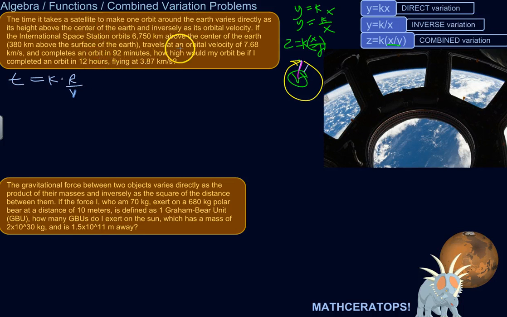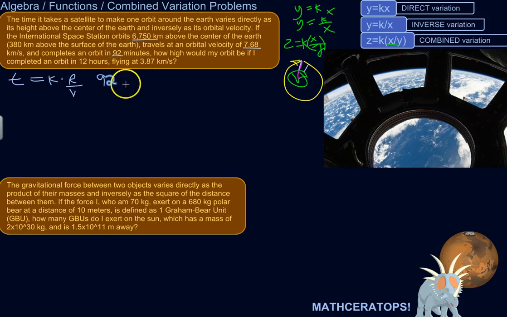So what we can do is we're given time, we're given radius, and we're given velocity. What we're not given is k, the constant. So we can plug in these numbers that we have and then solve for k, and then we can use that to figure out the answer to this question. So let's do that. Instead of saying time, let's say what the time is. So 92. Our time will be in minutes.